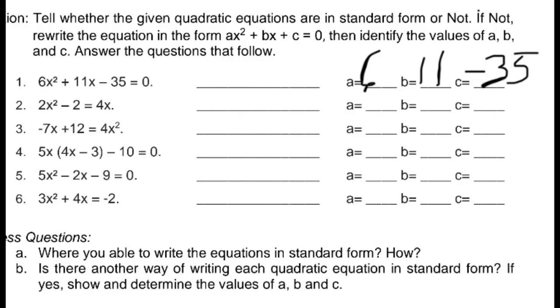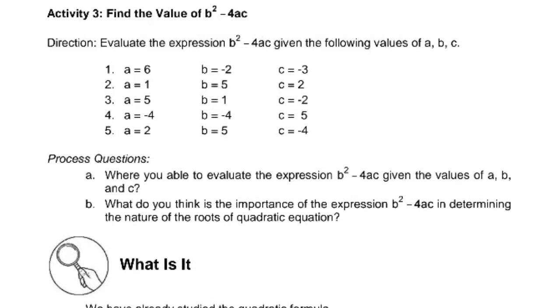Then number 2 is not in standard form, so you need to write this one in standard form and put your answer in the blank. Same with the other numbers. Then Activity 3, find the values of b squared minus 4ac. So evaluate the expression b squared minus 4ac given the following values of a, b, and c.